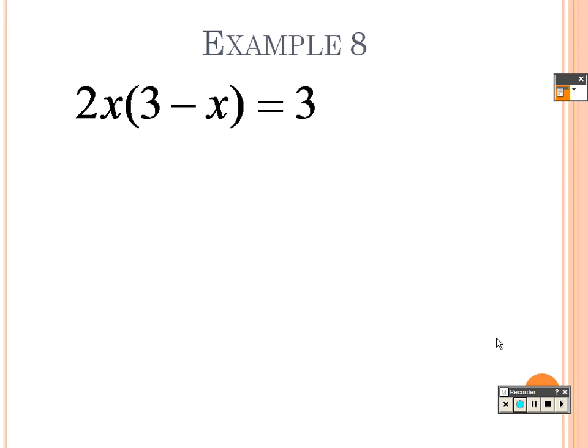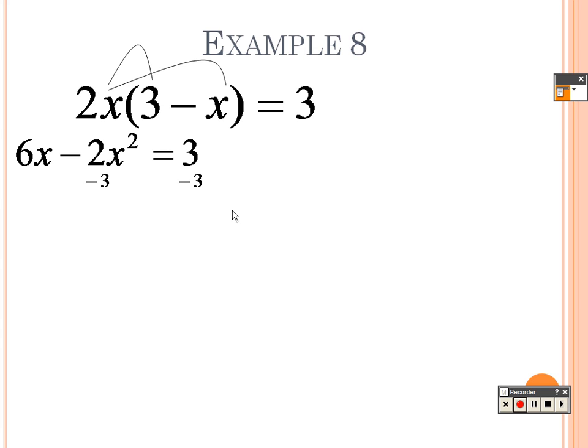Okay. So taking a look at this problem here in example 8, right? This 2x, I'm just going to distribute it through here. 2x times 3 is 6x. 2x times negative x is negative 2x squared. I like to have positives, but you don't have to. So here's a good example where you don't have to have a positive to do the quadratic formula.